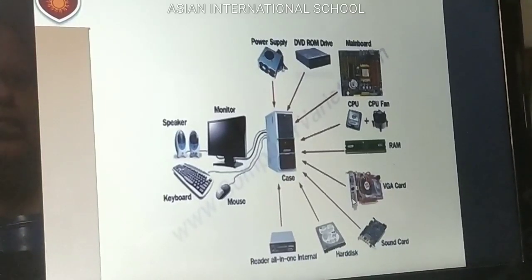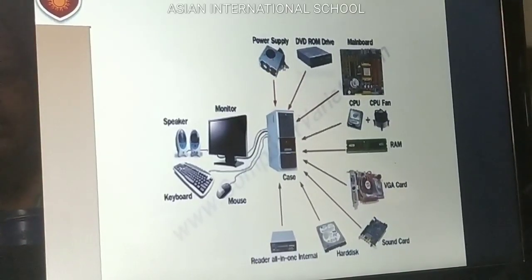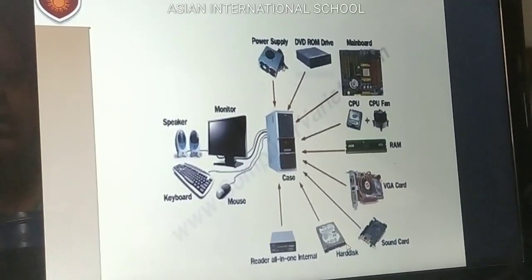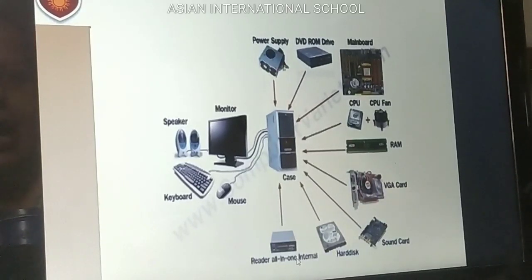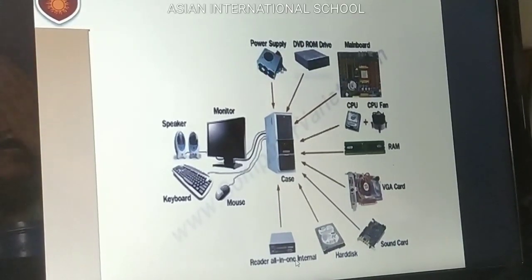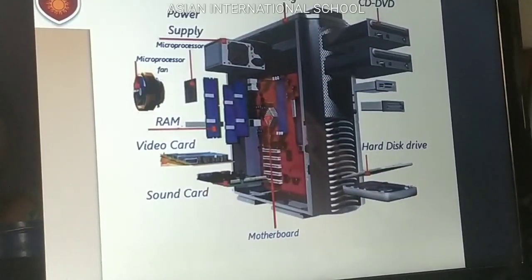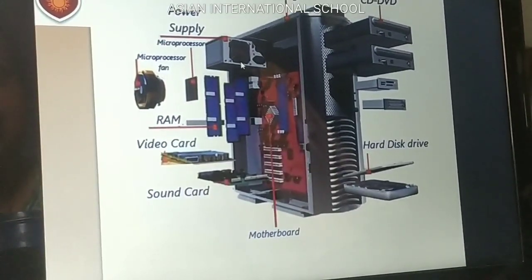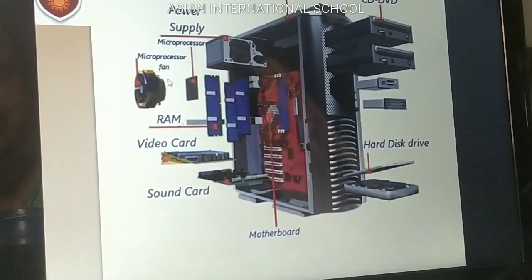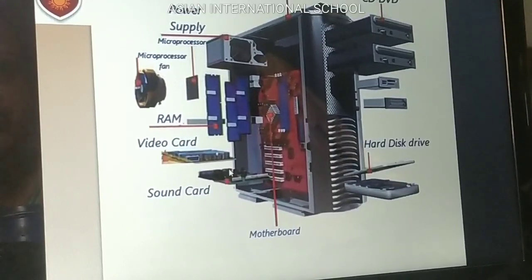Then the VGA card, where we can get all the graphics things done. Then the sound card for the sound, the hard disk for storing, and this is a modem reader which will connect the computer to the external storage. So this is how these parts are attached in a CPU. This is the power supply attached here. The microprocessor fan is attached after this, where the box ends.